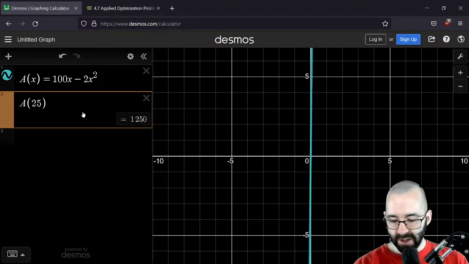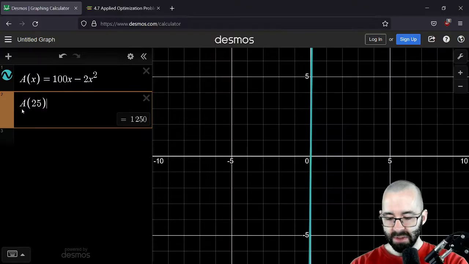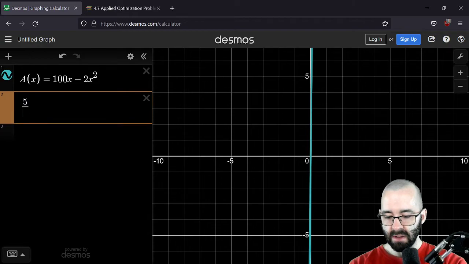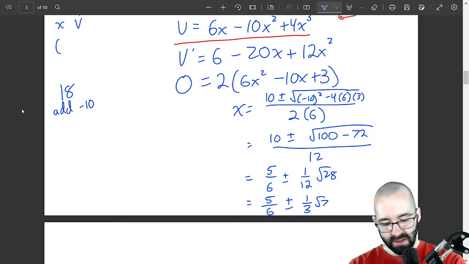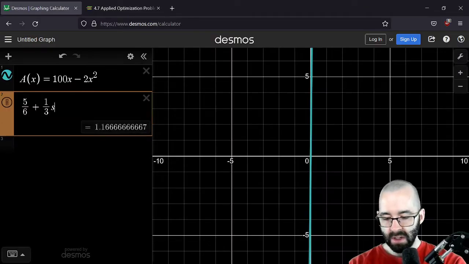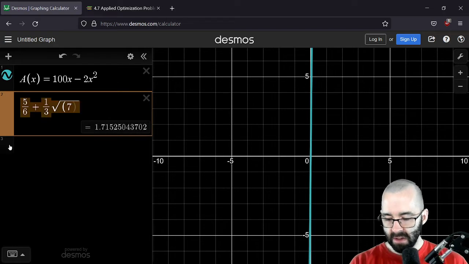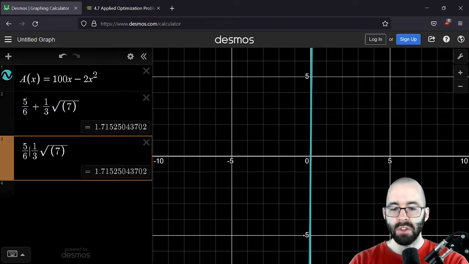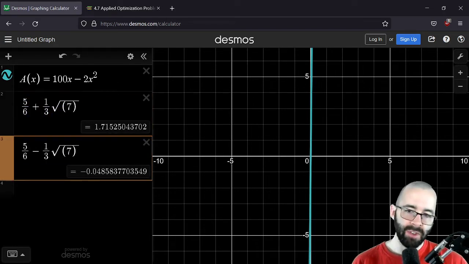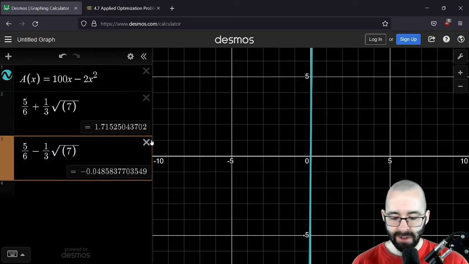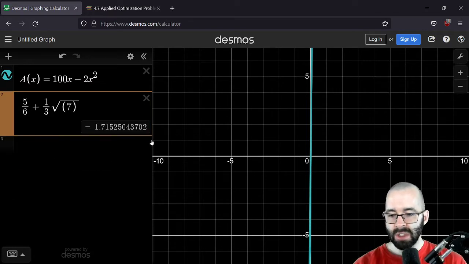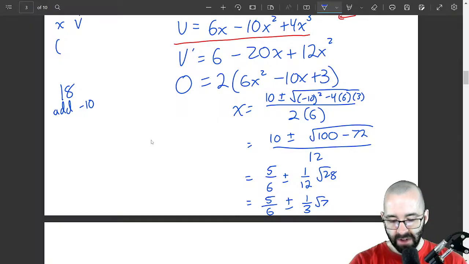So you didn't have to do this by hand at all. You could have just used a calculator to use the quadratic formula. But we're going to have 5/6 plus or minus. Let's start with 5/6 plus 1/3 times the square root of 7. We also have the minus version. Well, the minus version is giving us a negative value. So this is a physical situation. We just want that positive value of about 1.715.